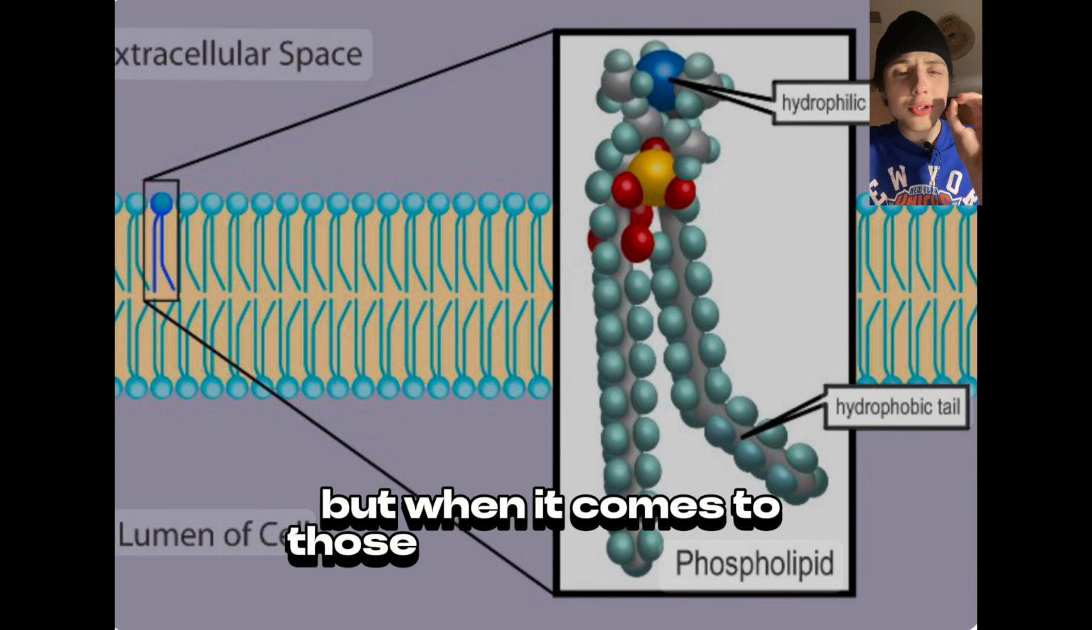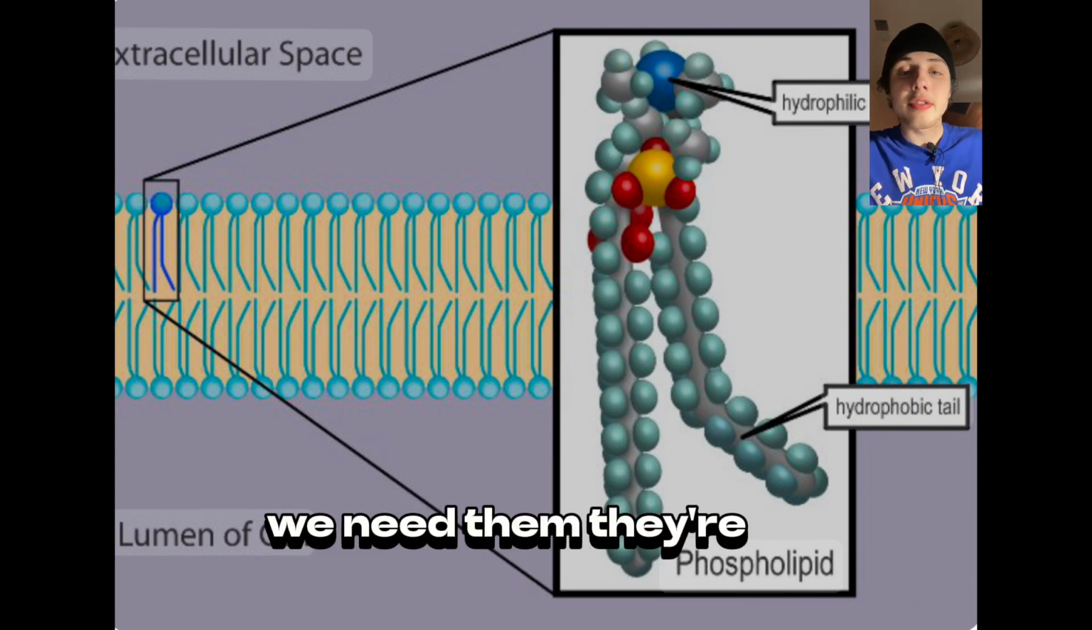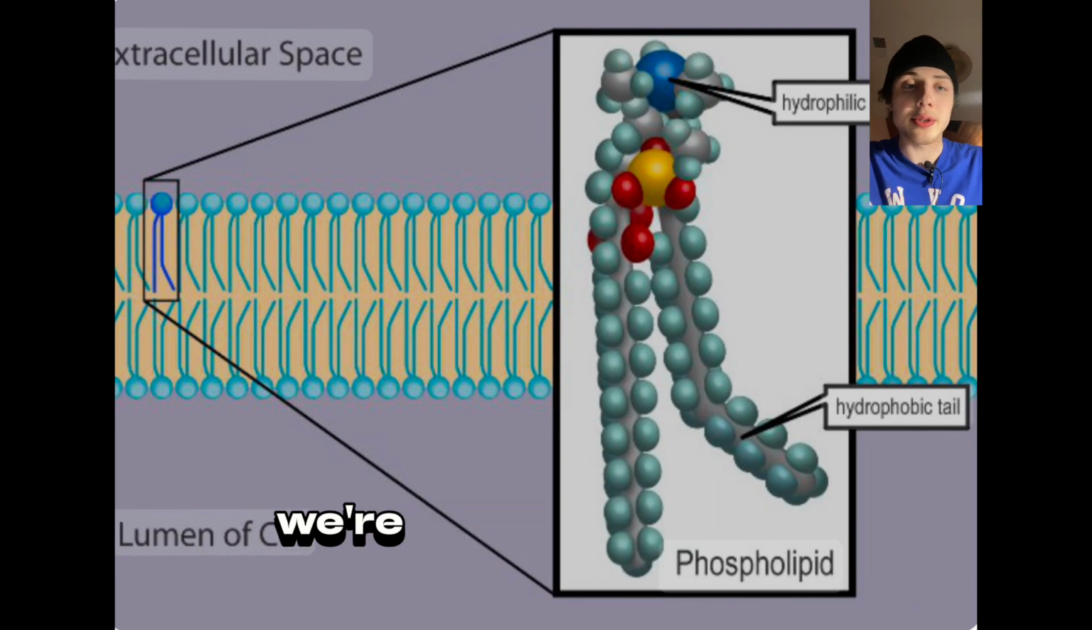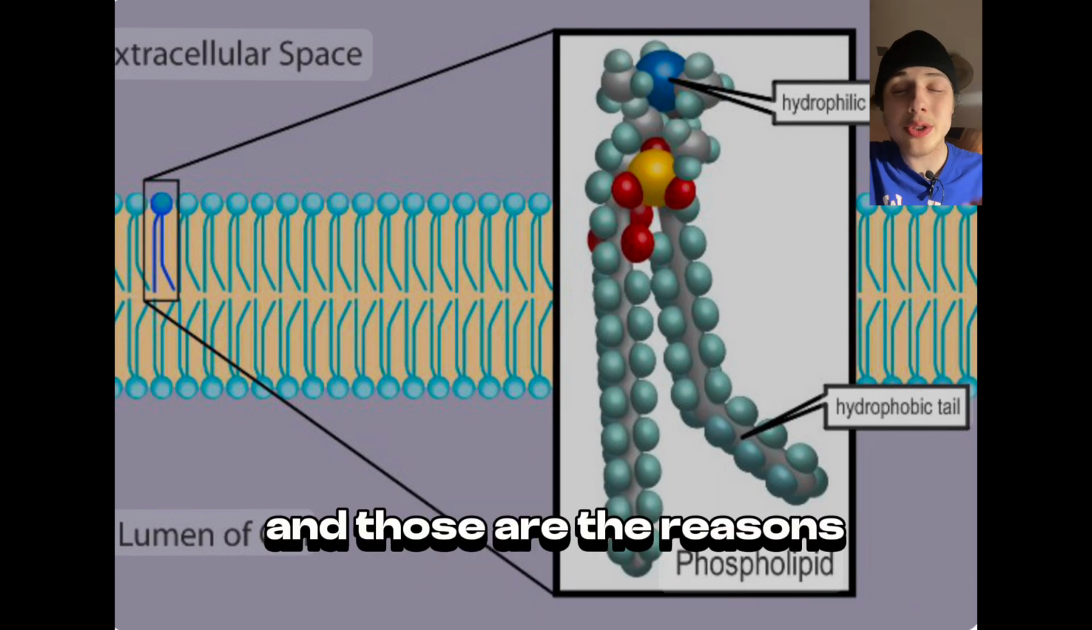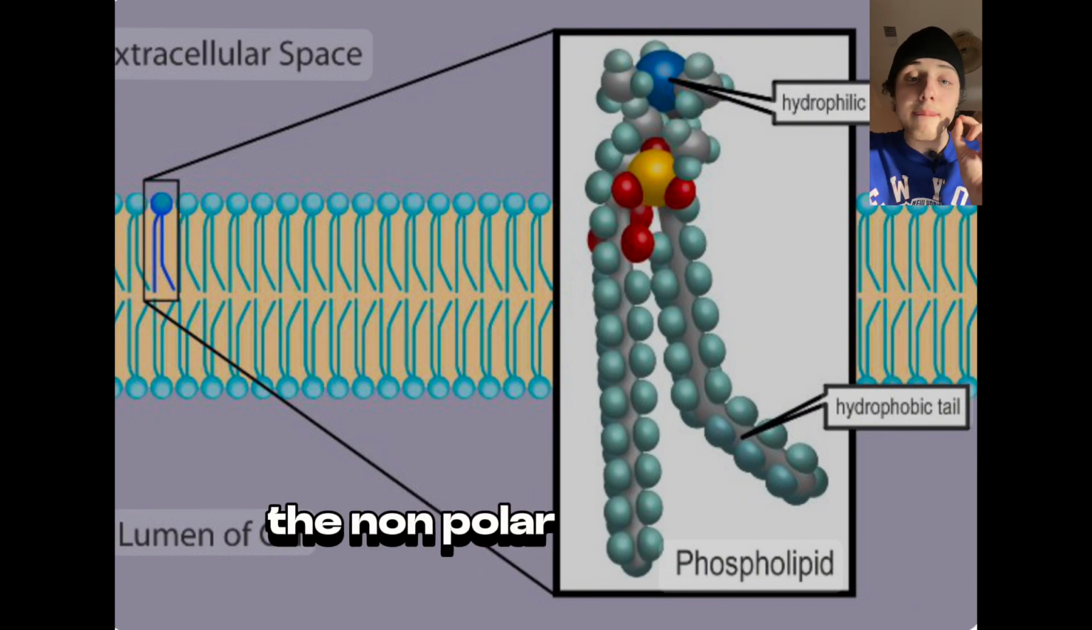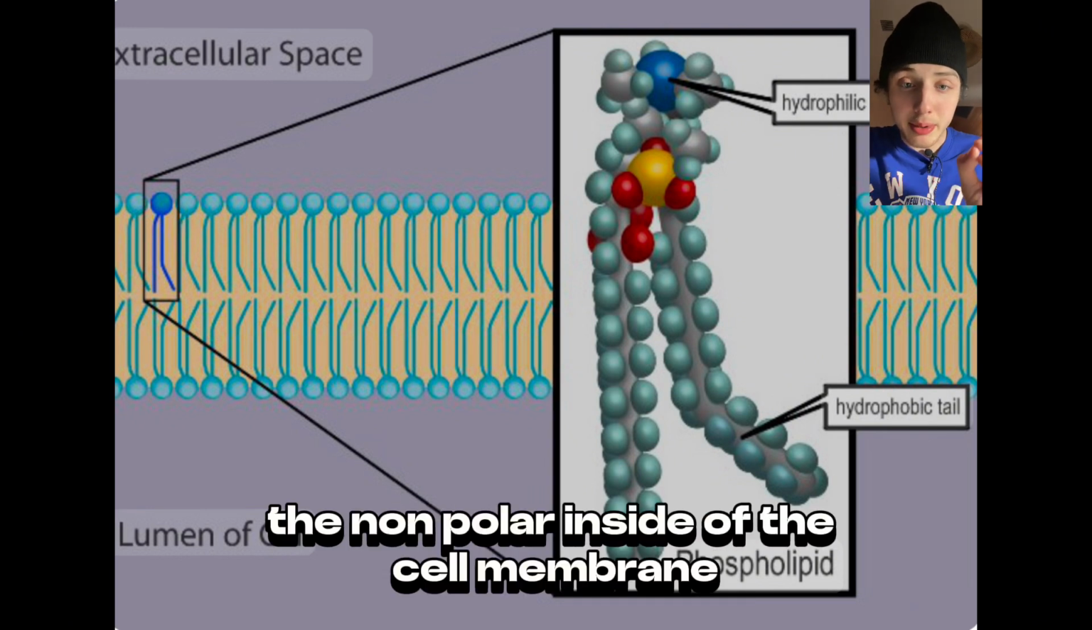But when it comes to those bigger things with a charge, we need them, they're vital. So how do they get through? Well, luckily we have these things called protein channels, and we're going to get to those in a moment, and those are the reasons why larger molecules are able to pass through the nonpolar inside of the cell membrane.